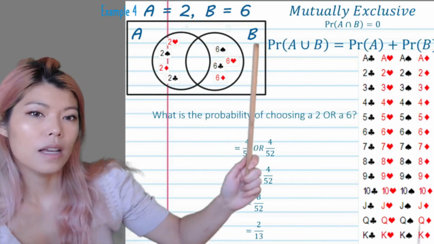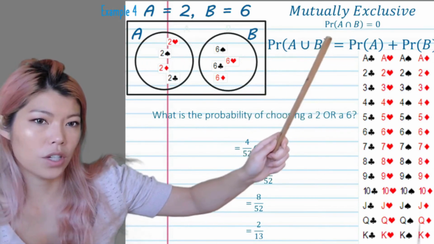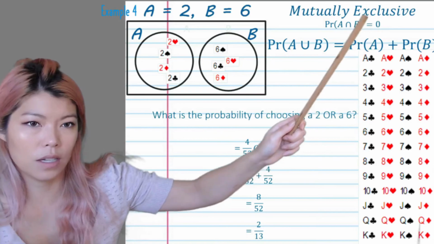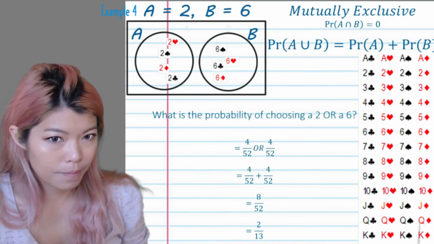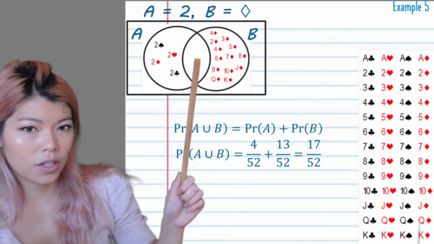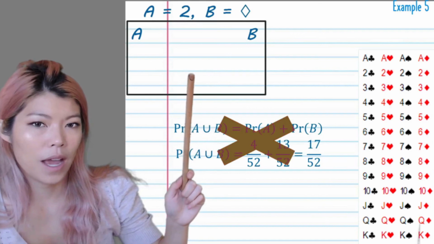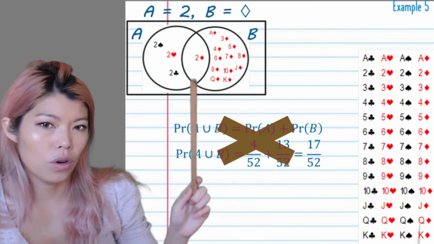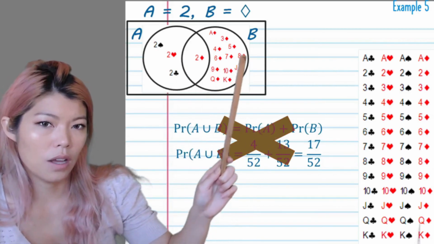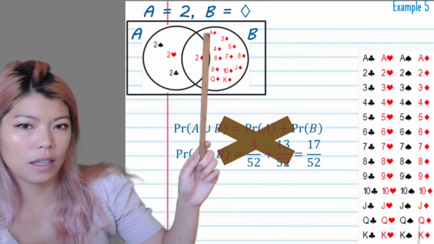Sorry about that. So this is mutually exclusive because the intersection is the null set. It should be the one with the line. So the A union B is just A plus B. But if there is an intersection, like in this case, if A is 2 and B is, say, diamonds, then we have a number in the middle. So when we're adding 4 for the 2 and then 13 for the diamonds, we obtain 17, which we can clearly see it's too much.